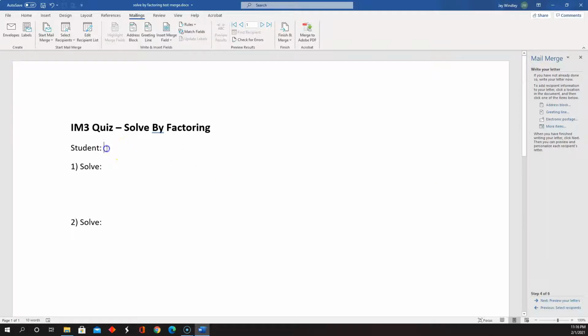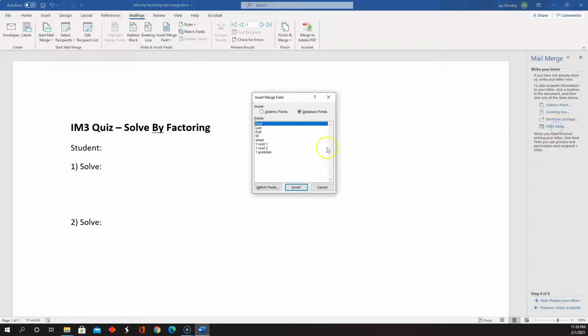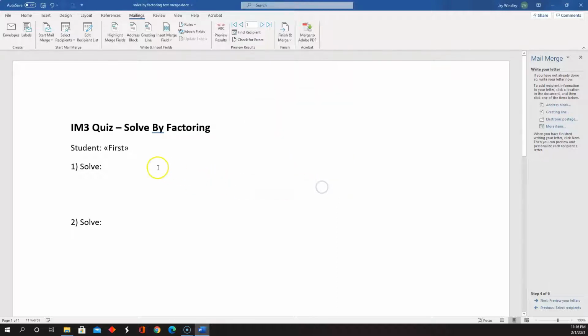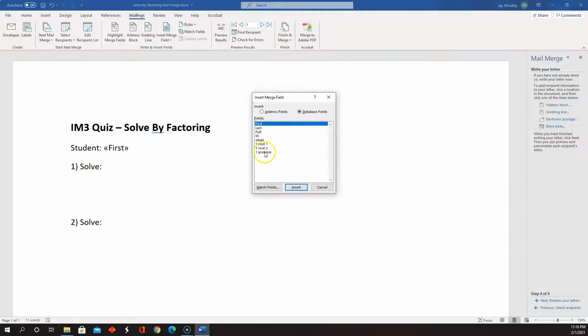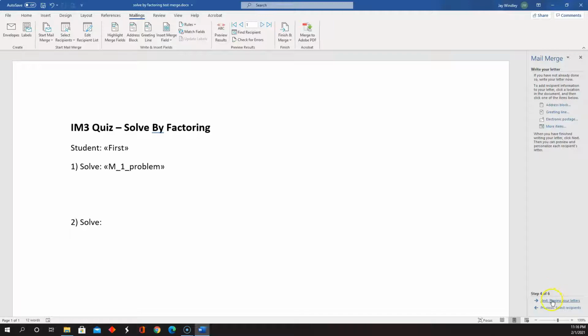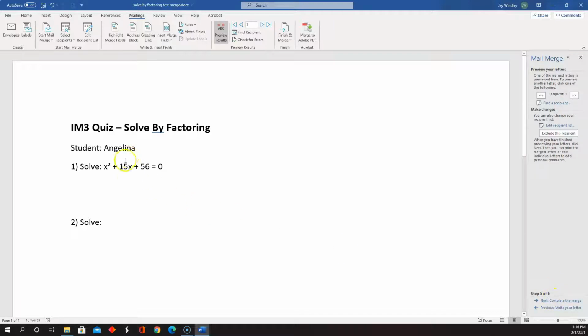And then right here where the student is, I'm just going to insert their first name just so I don't put their full names on blast for the purposes of this lesson. And then for problem number 1, solve, space, I'm going to insert problem 1. And now next, we see Angelina is getting this problem, Lillian's getting this problem, and every student is getting a different problem number 1.